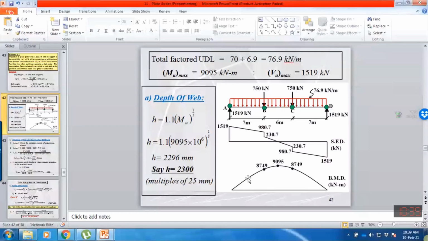5320. So it means that I can write down the equation for this central zone. If I'm assuming the cutting section here, I will write the equation 1519x minus 76.9x squared by 2 and equate it to the moment so I can determine the location. So I'm interested in determining the location where the moment is equal to 5320. So how can I do that?